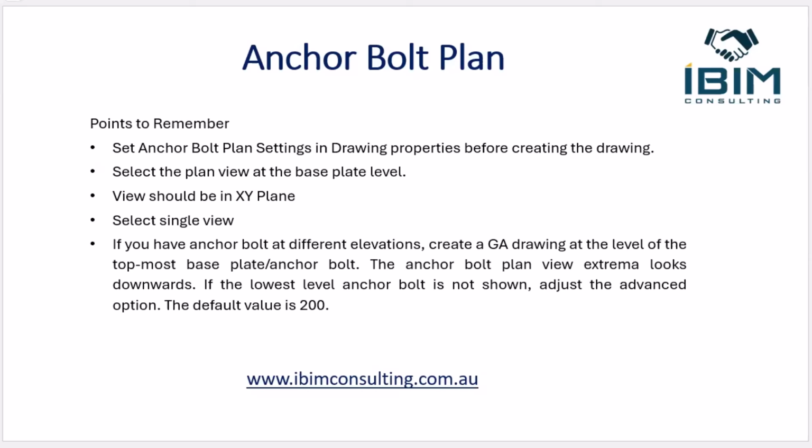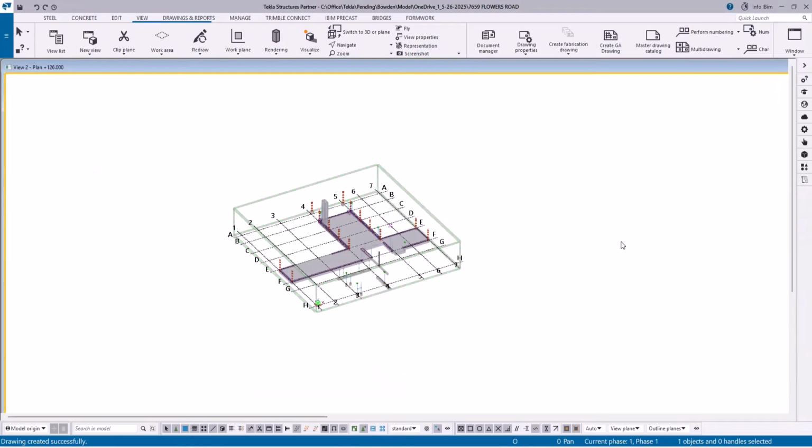Suppose you have anchor bolt at different elevations, you have to create a GA drawing at the level of the topmost base plate or anchor bolt because the anchor bolt plan view extrema looks downwards. If the lowest level anchor bolt is not shown, then you have to adjust the advanced option because the default value is 200. Let's go through the step-by-step process.